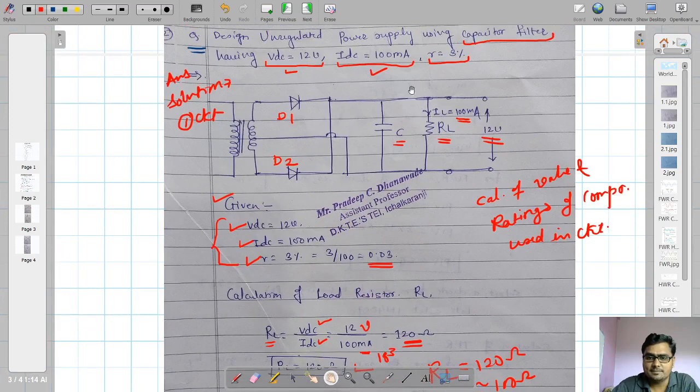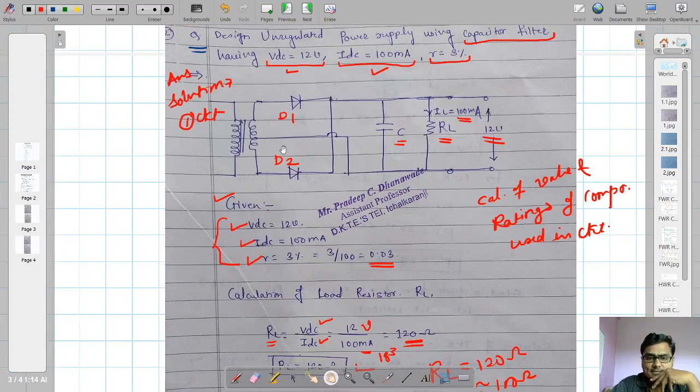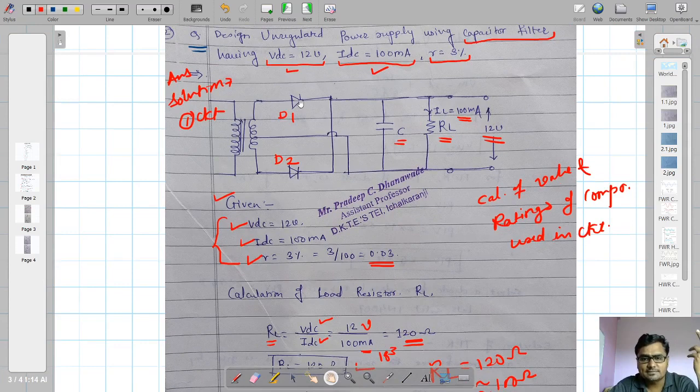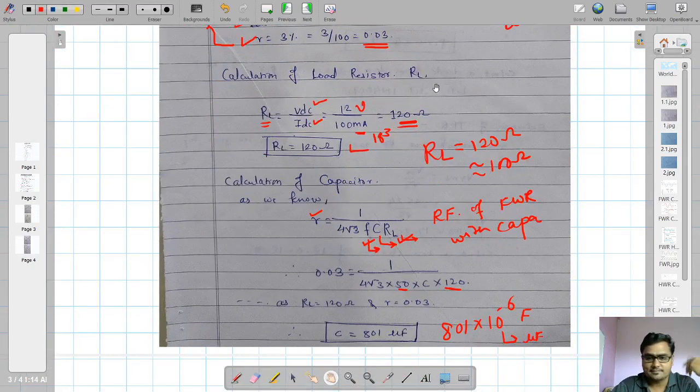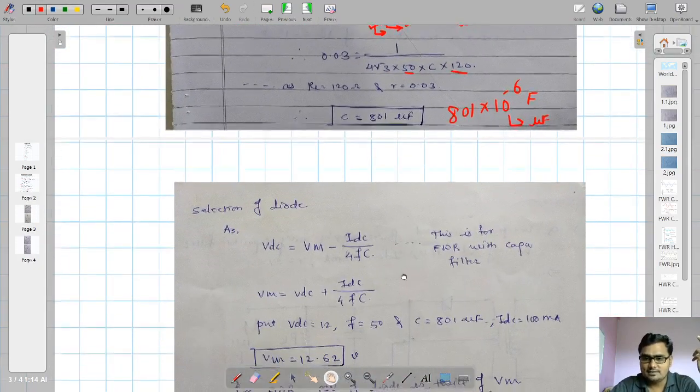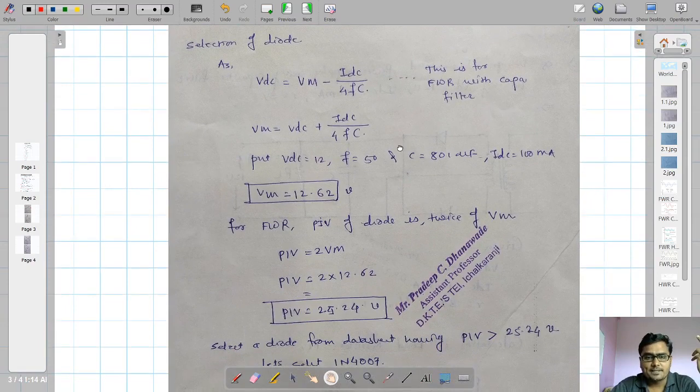See, value of capacitor is done, value of resistor is done. Now only 2 components are pending, a diode and a transformer. That's right. If I select a transformer, if I select a diode, things will be done. This is what designing of a full wave rectifier with capacitor filter is. My job will be done if I calculate the diode and transformer. Now selection of diode. Look at this. I'm writing selection of diode.